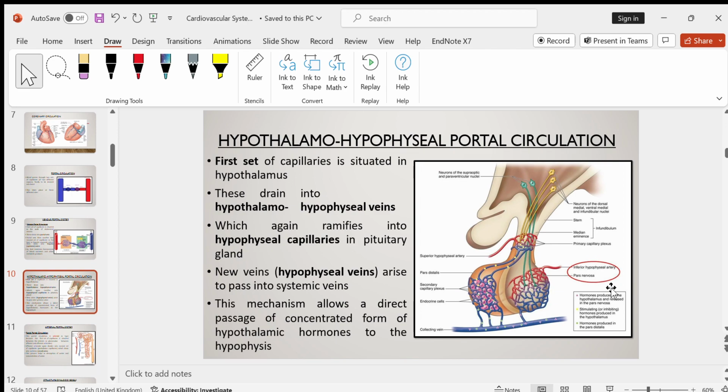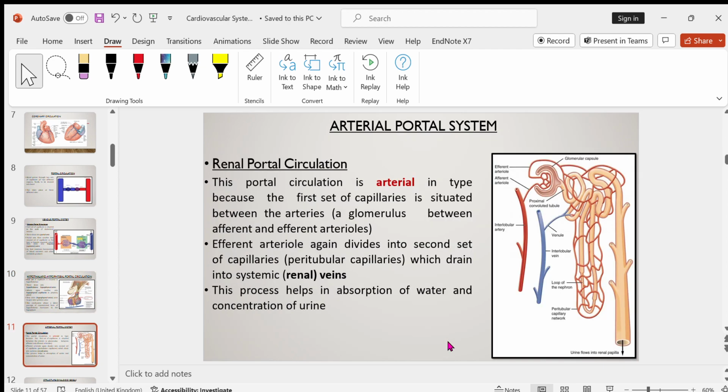The next example of the venous portal system is the hypothalamo-hypophyseal portal system. This is the system that circulates in the hypothalamus and then the pituitary gland. The blood from the hypothalamus enters the first capillary bed, then it enters through a major vessel into the second capillary bed, and finally it enters into the collecting vein. This is the venous portal system. Now we'll discuss the arterial portal system. In the arterial portal system, the connecting vessel between the two capillary beds is an artery.